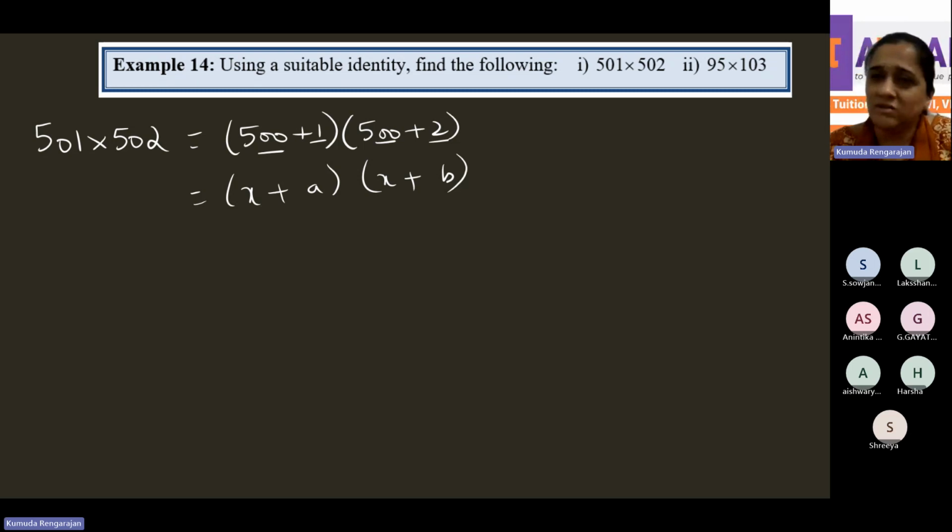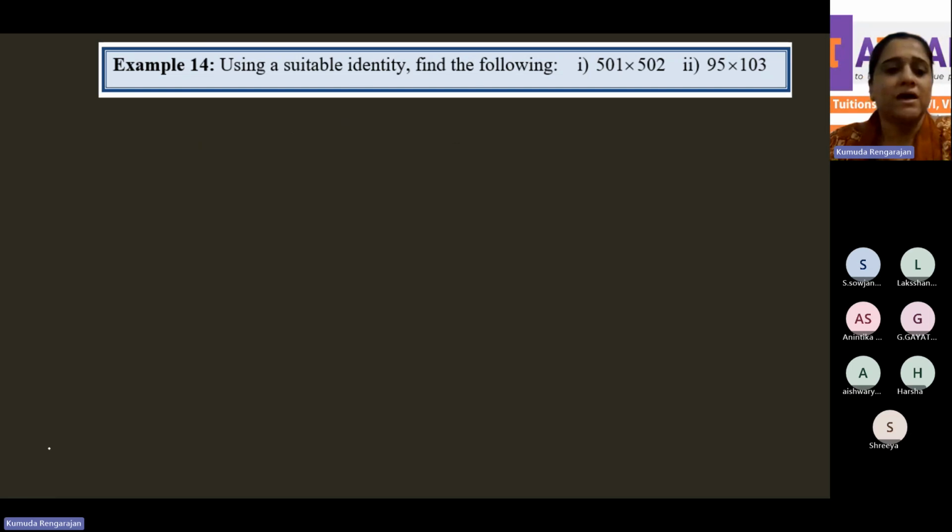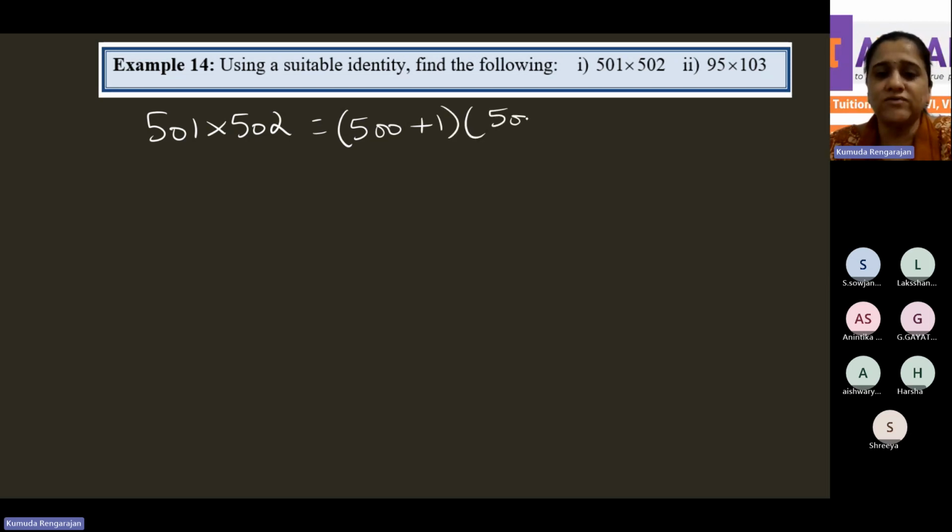You still haven't memorized the identity. Once you memorize it, it will be good. Now you can just go back, refer, and write. I'm just saying, by the next class you should have memorized the identities. I'll come again. So 501 into 502. Now this one does not go with any identity directly. It's like A into B. So what we do, we use the number 500 and we write 501 as 500 plus 1 into 502 as 500 plus 2. This is the first step.